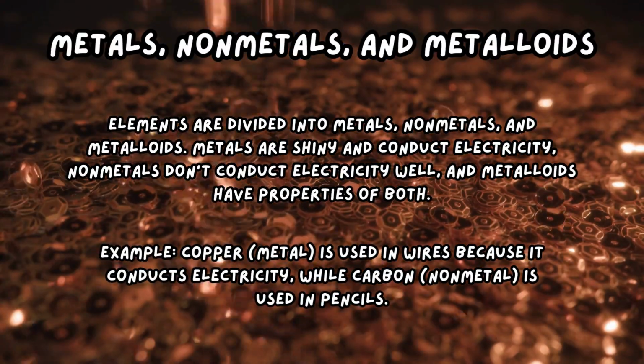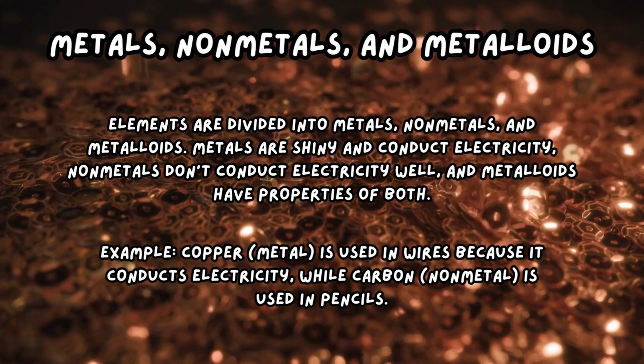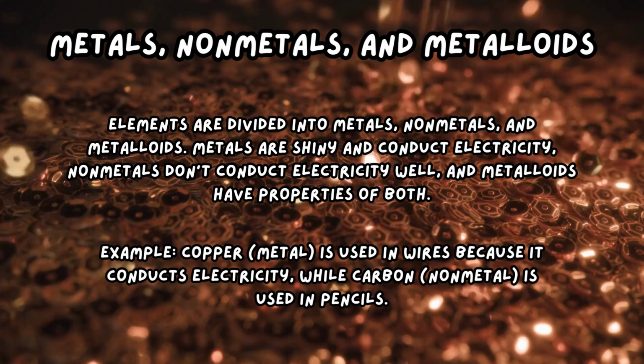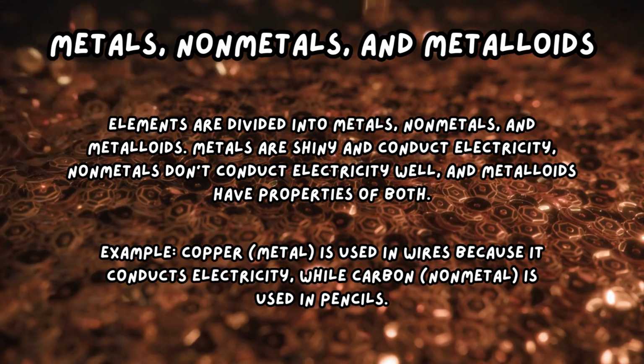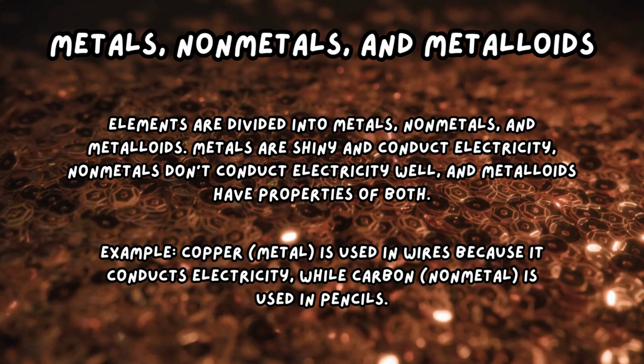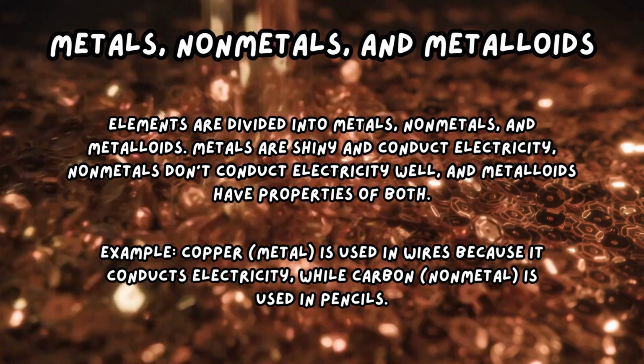Metals, nonmetals, and metalloids. Elements are divided into metals, nonmetals, and metalloids. Metals are shiny and conduct electricity. Nonmetals don't conduct electricity well, and metalloids have properties of both. Example, copper is used in wires because it conducts electricity, while carbon is used in pencils.